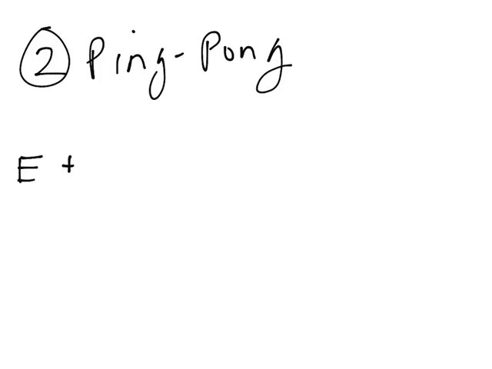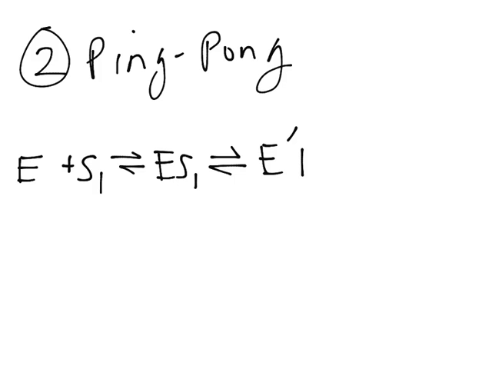You have the enzyme plus the first substrate. They come together to form a complex. Then something happens. The enzyme gets changed, and that first substrate also gets changed. So perhaps a functional group got removed from the substrate and covalently attached to the enzyme. That would be a way that the enzyme could become changed. So that's why I put the prime here, to indicate that it was a changed enzyme, so it's different.